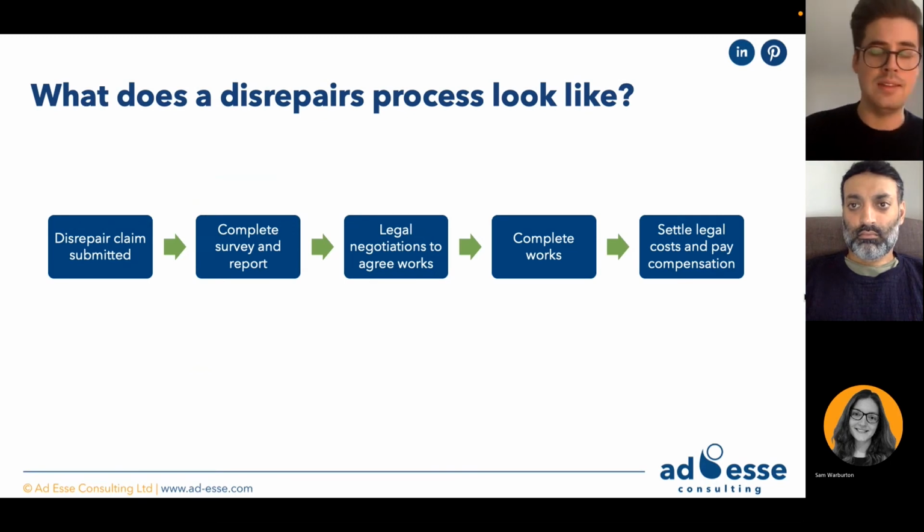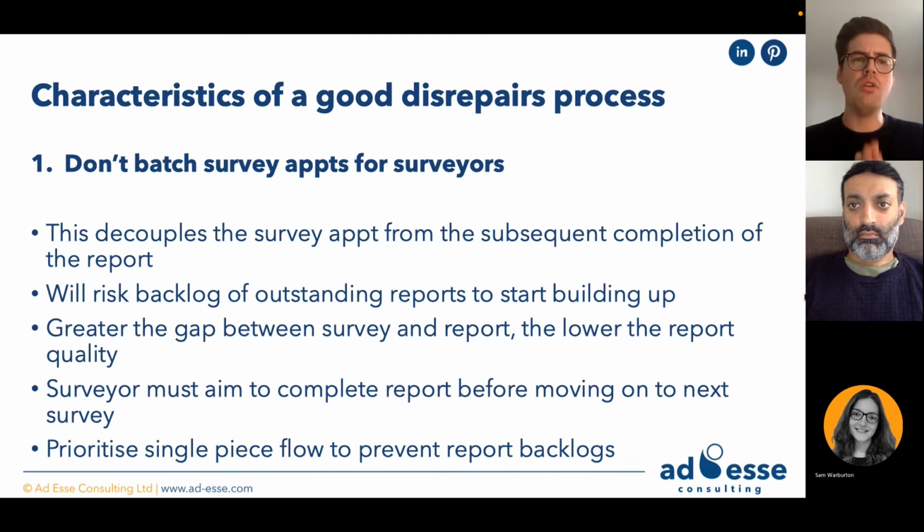So it's critical that the process is kept as short as possible. So they're the main stages to be aware of. And we've got 4 characteristics of what makes a good disrepairs process and that we want to bring to your attention. The first one is not batching survey appointments for surveyors.